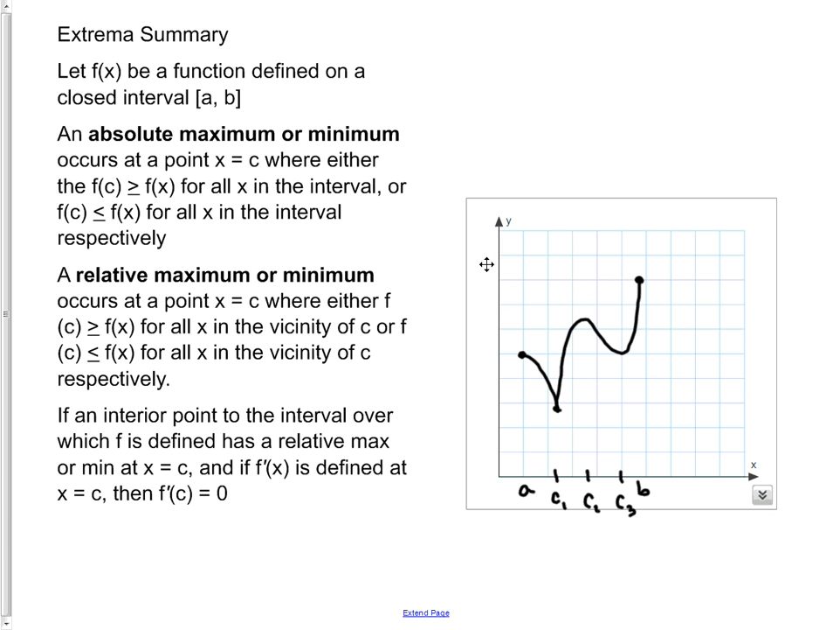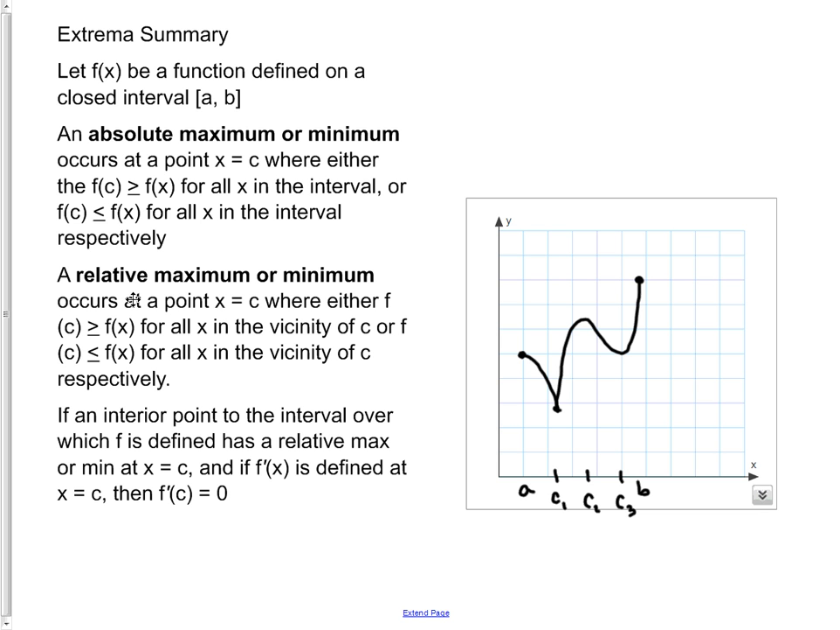If we define extrema as maximums or minimums, we want to make a slight difference here between what we consider an absolute maximum or minimum and a relative maximum or minimum. Remember, an absolute maximum or minimum at some critical point x equals c means that the value of f of c is greater than or equal to f of x for all x in the interval if it's a maximum, or f of c is less than or equal to f of x for all x in that interval.